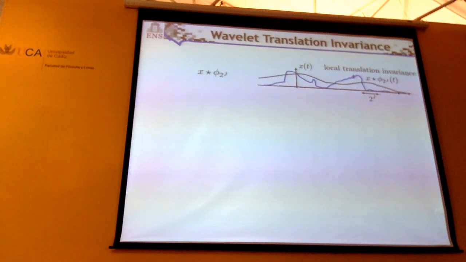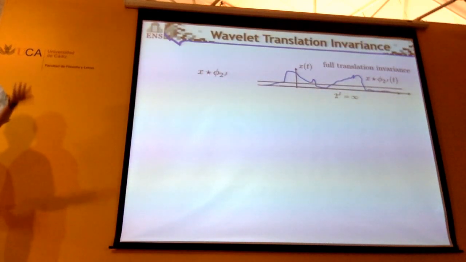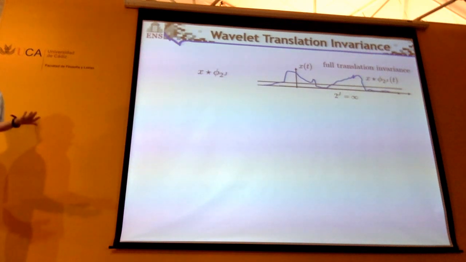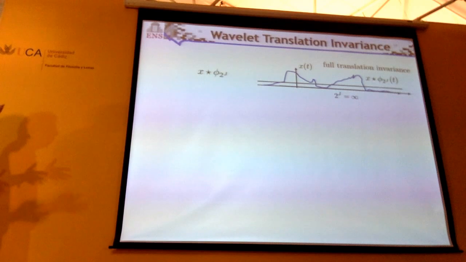If you want to be fully translation invariant, that's what you get. You get a constant, this is translation invariant. But obviously, big problem, you've lost all the information. That's the problem when you compute invariants. You want to make sure to compute invariants, but still preserve information. Okay, so where is the information that you've lost?